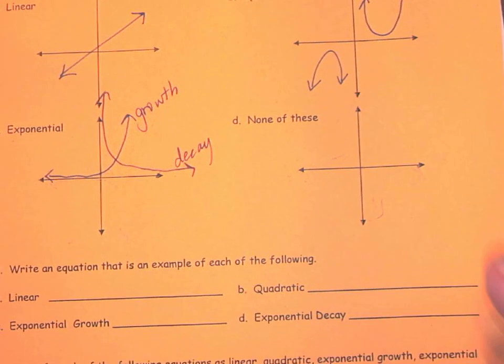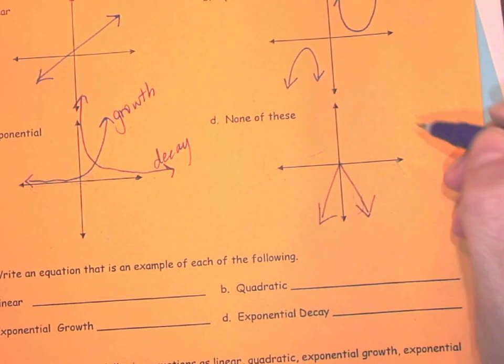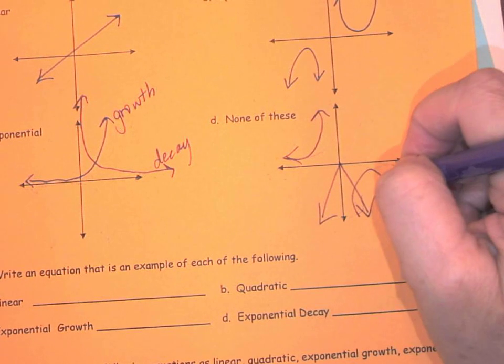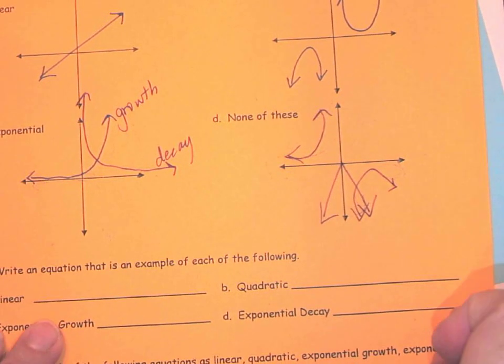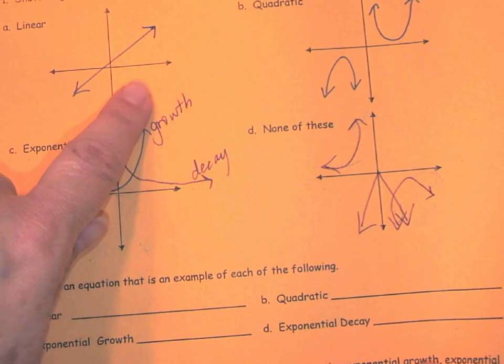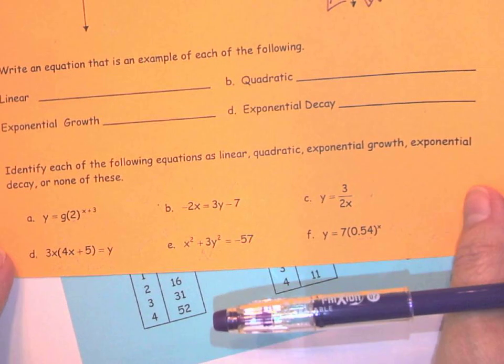Now, none of these. In Algebra 2, you're going to see like a V. You're going to see something like this. Those are not linear, quadratic, or exponential. So linear, straight line; quadratic, U; exponential, up quickly or down quickly. Let's go down and look at some equations.